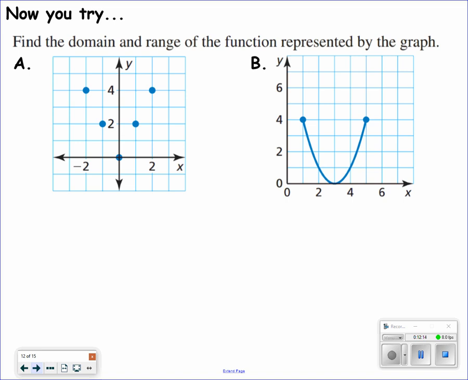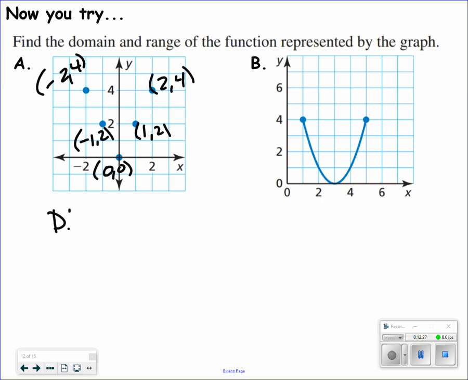And we're back. So -2, this is a discrete graph. So -2, 4, -1, 2, 0, 0, 1, 2, and 2, 4. Since it is discrete, I need all the x values. So -2, -1, 0, 1, and 2 would be all the x values of the discrete points.